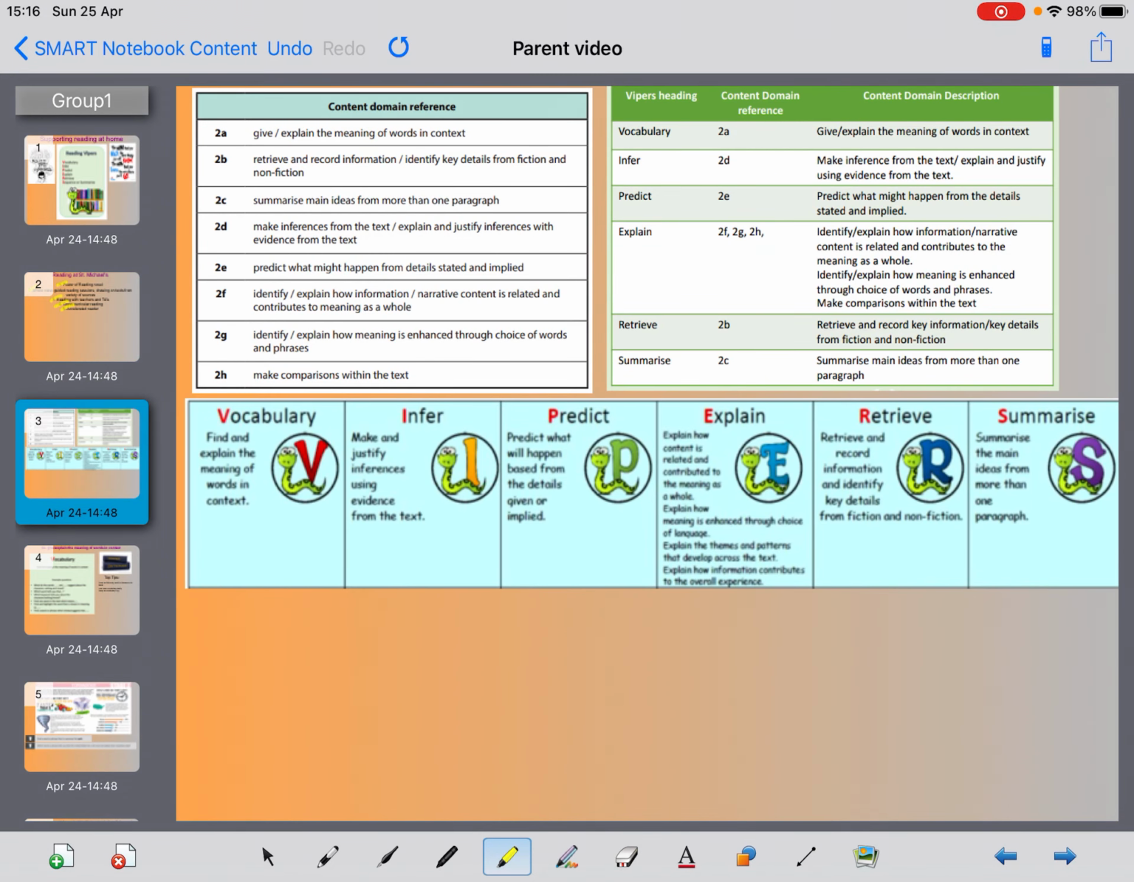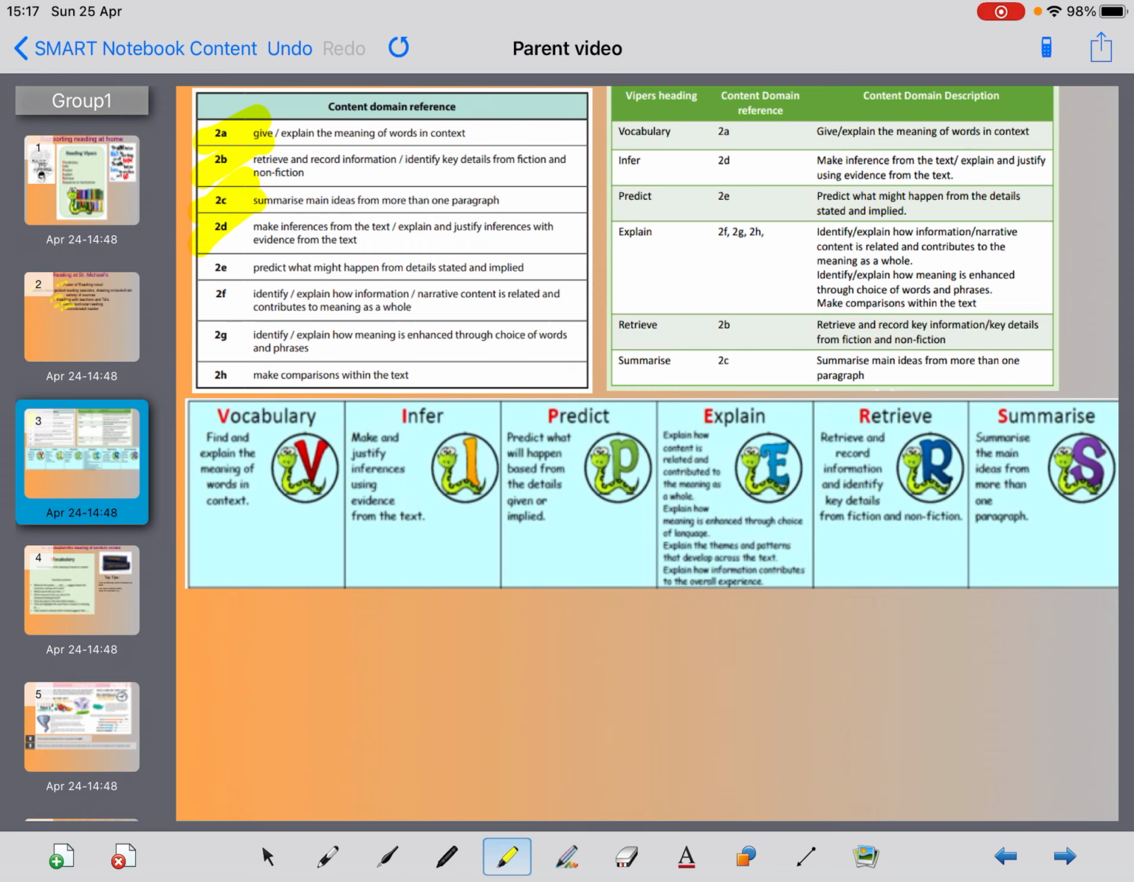We're going to go through the different content domains. So these are the skills that your children will acquire over their time in Key Stage 2. 2A, they need to be able to give and explain the meanings of words in context. 2B, retrieve and record information, identify key details from fiction and non-fiction texts. 2C, summarise main ideas for more than one paragraph.